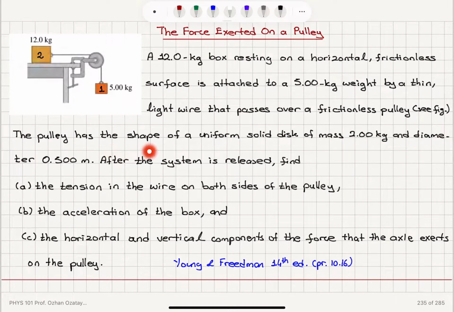The pulley has the shape of a uniform solid disc of mass 2 kilograms and diameter 0.5 meters. After the system is released, find part A, the tension in the wire on both sides of the pulley. So the tension on this wire and tension on this wire. Part B, the acceleration of the box. And part C, the horizontal and vertical components of the force that the axle exerts on the pulley. Horizontal and vertical components. Okay.